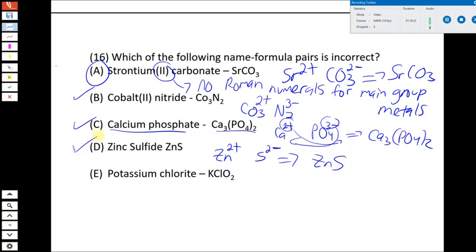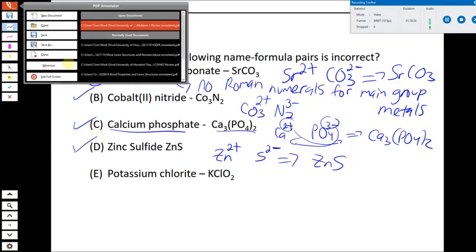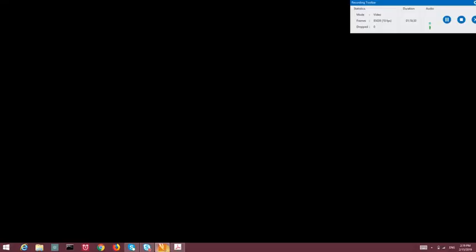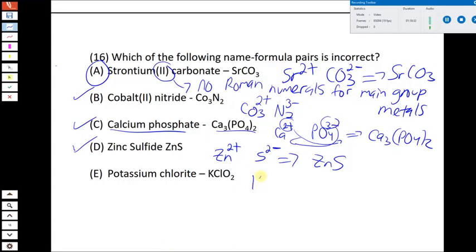Finally, last one, potassium chlorite. All right, we saw potassium earlier is +1. It's here in the first column. And then we have all of these oxo anions involving chlorine at the center. There's 4 of them, as we'll get into. So we have ClO2-, chlorite. That's the right name. And it's a -1 charge. So that's the correct formula, 1 of each.